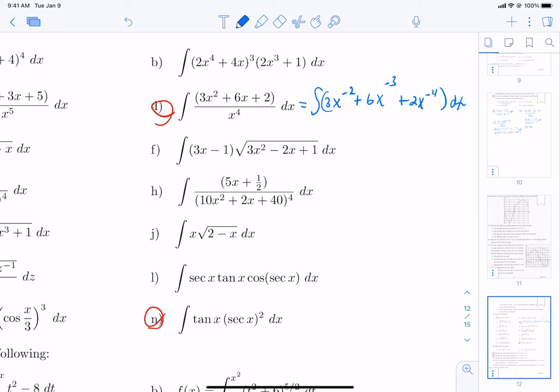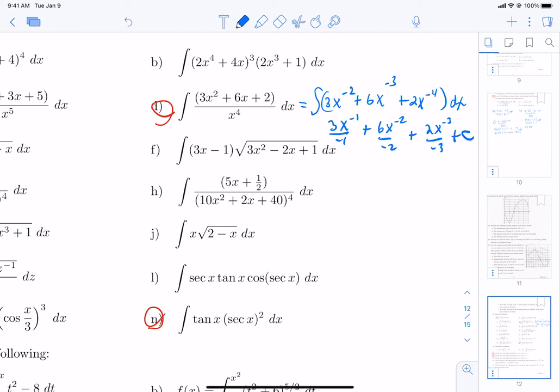So then remember what we're going to do. We're going to antiderivative. So the power goes up by 1 and we divide by the power. Opposite of a derivative. So the power goes up by 1 and I divide by that power. The power goes up by 1 and I divide by that power. And then put your little plus c.